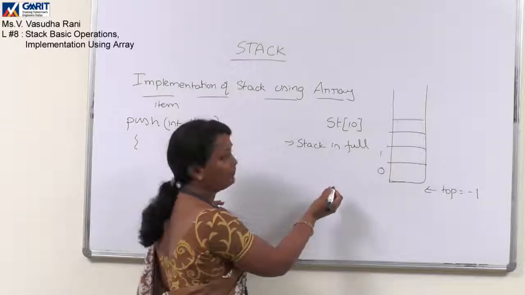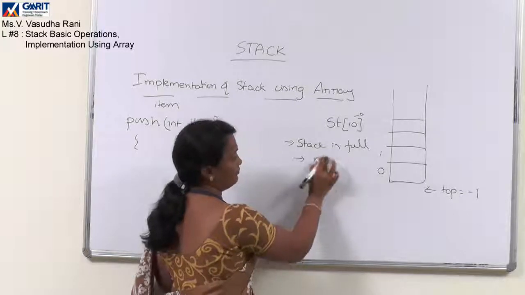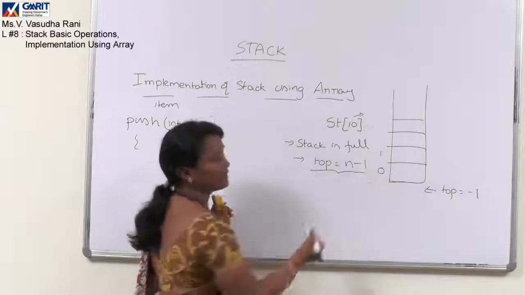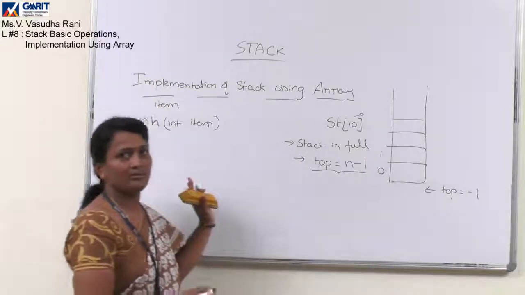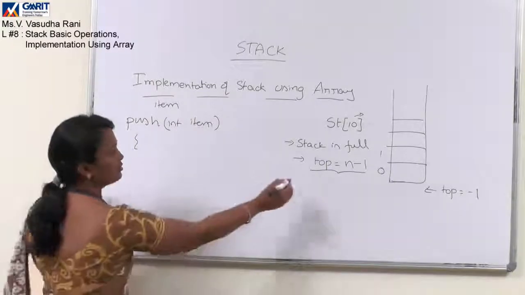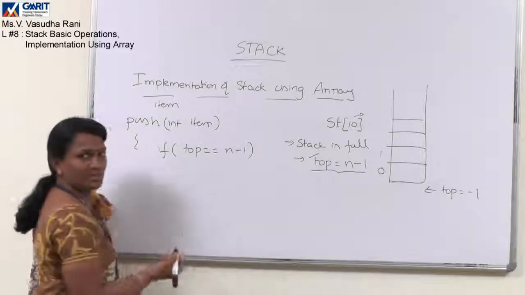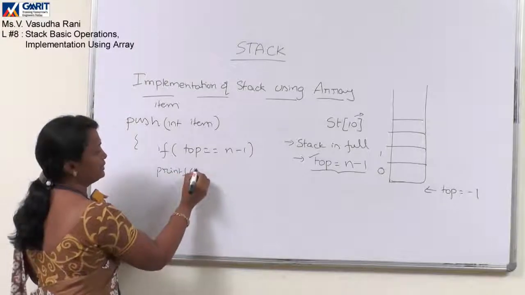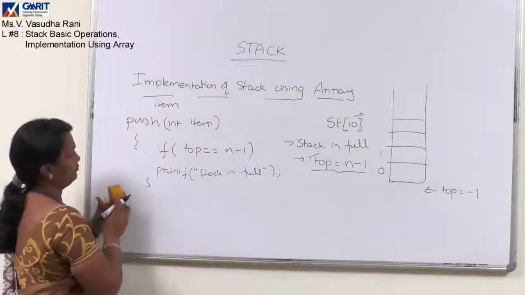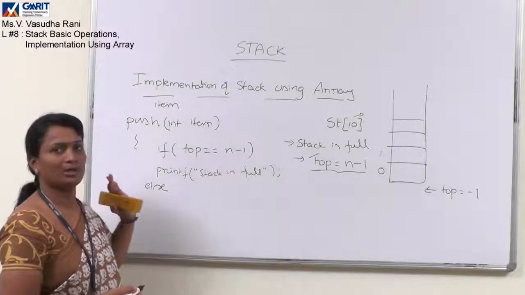So what is the condition for stack full? The size of the array is n, and if top reaches n-1, then we can say that all the locations in the stack are filled. There is no possibility to insert new elements. So for push, the initial condition we have to check is whether the stack is full or not. If top is equal to n-1, we can conclude that the stack is already full. Else, top did not reach the n-1th location, so there are some locations empty.